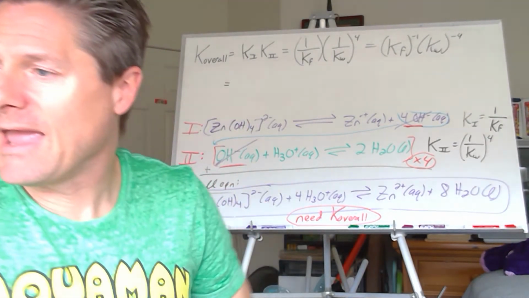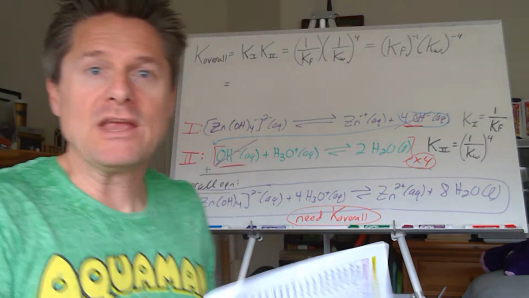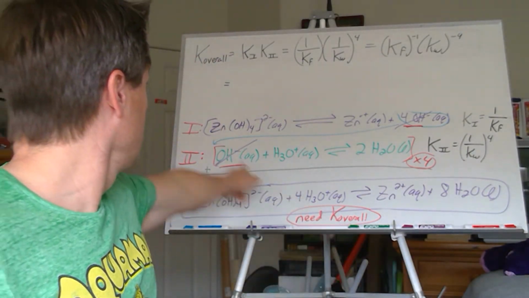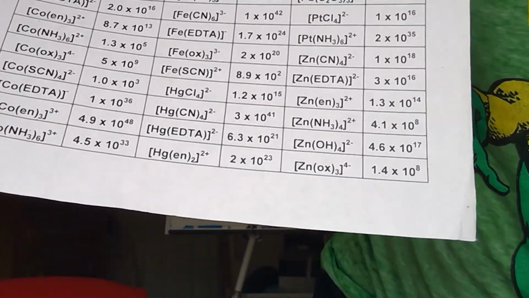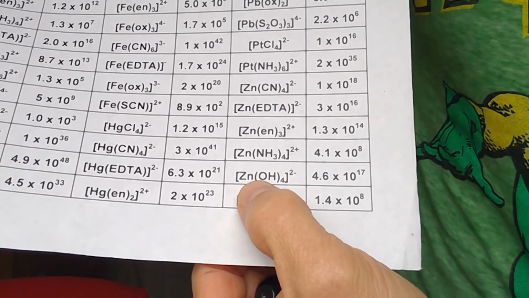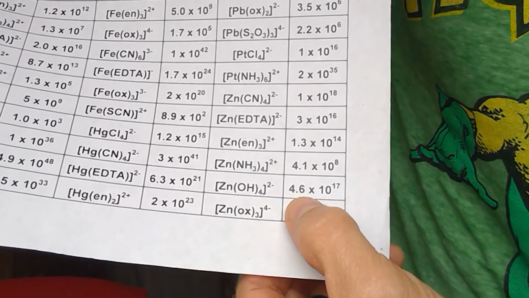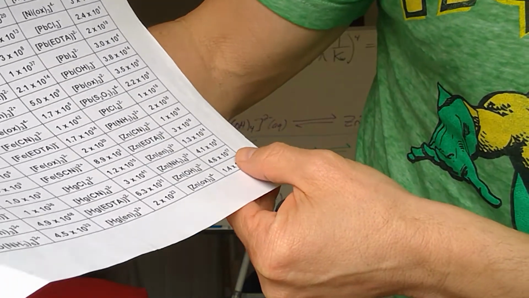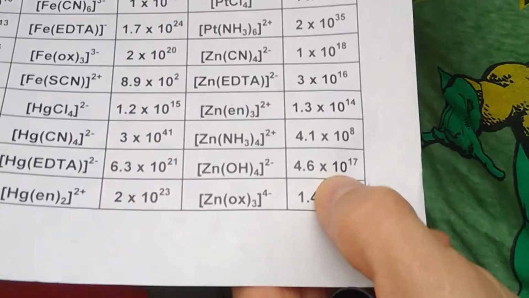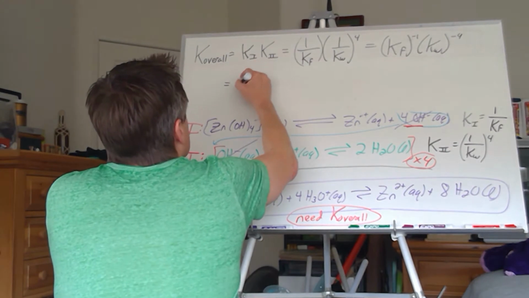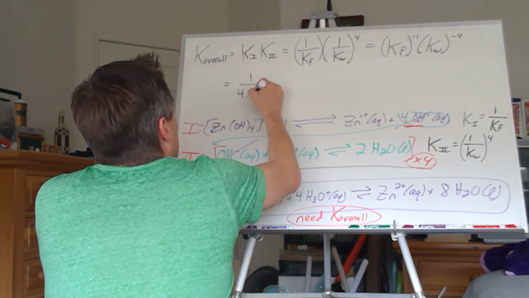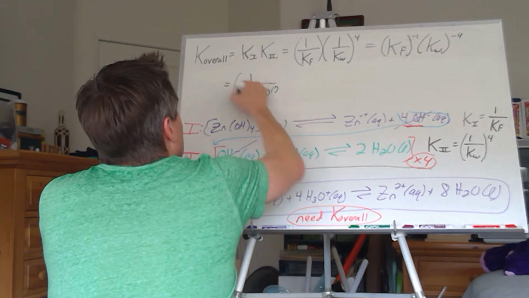All right, let's look up the Kf value. I'm going to look for my formation constant, and this is the tetrahydroxozinc. So zinc's probably towards the bottom there. Here are our formation constants. Let's look up zinc. Do you see the tetrahydroxozincate 2 ion? 4.6 times 10 to the 17th. Did everybody see that? 4.6 times 10 to the 17th. Let's write that in.